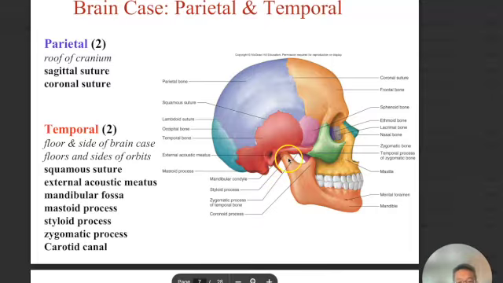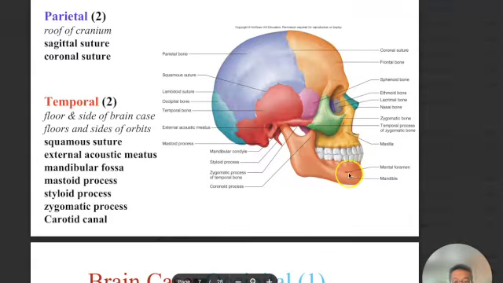Now in the mandible, here's the mandible. Again, it is the only freely movable bone in the face. Everything else is fixed. Zygomatic arch, or zygomatic bone. We saw this as well. The mental foramen.